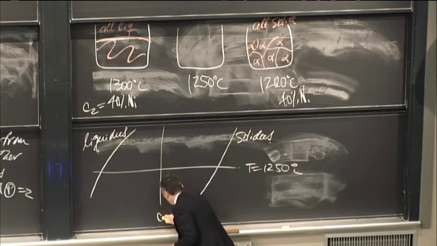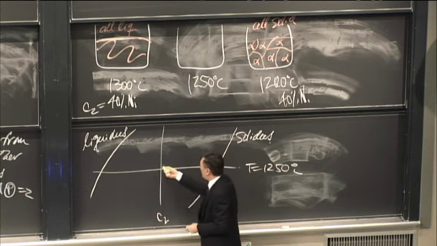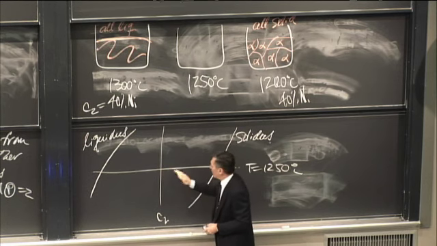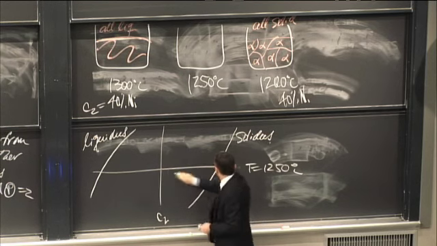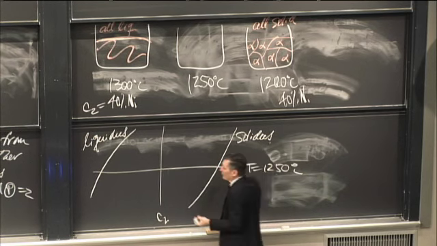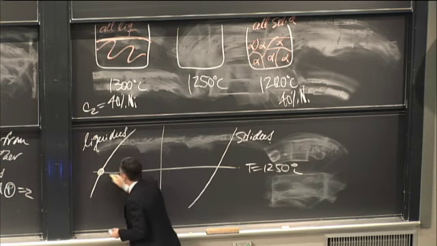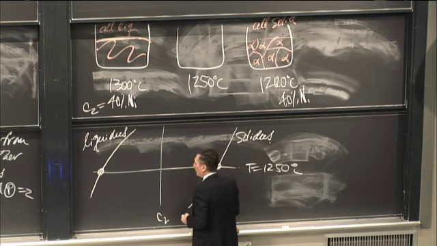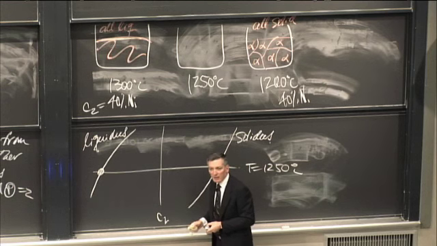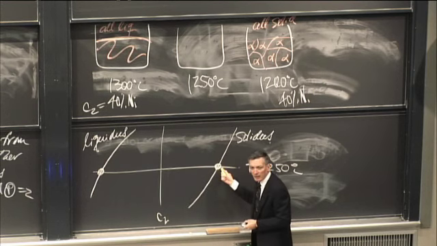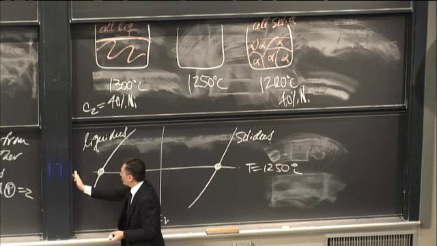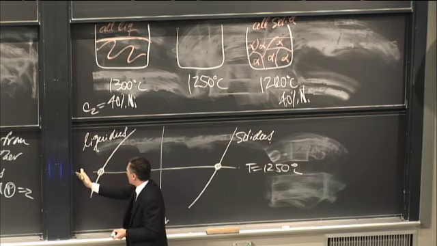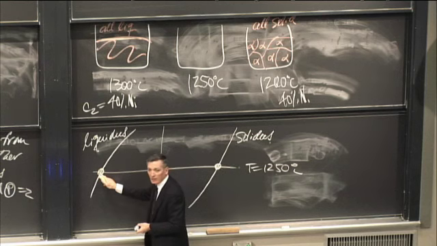We started at C2, which is 40%. But in this regime, 40% is forbidden. If you stop at 40% at 1250, this says that the stable phases are a liquid and a solid. But the liquid has less nickel in it, and the solid has more nickel in it. It's like this is a solubility limit. In other words, if you started at pure copper and you started adding nickel, you can keep adding nickel until you get to this concentration.